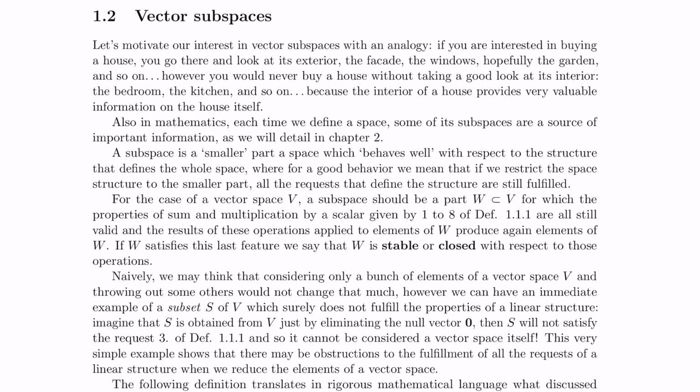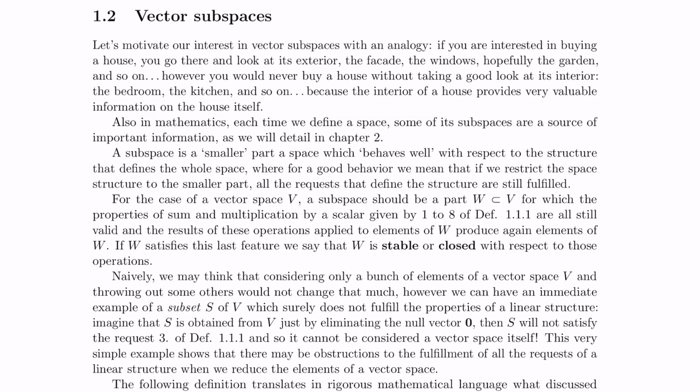The easiest example of a subset S of a vector space V, which is not a vector space itself, and so it is not a vector subspace of V, is given by V itself without the null vector. In fact, if you take a look at the definition of vector space, you see that request 3 says that we must have the null vector in order to consider V a vector space. Since we have thrown it away, then what remains, the subset S, is not a vector space.